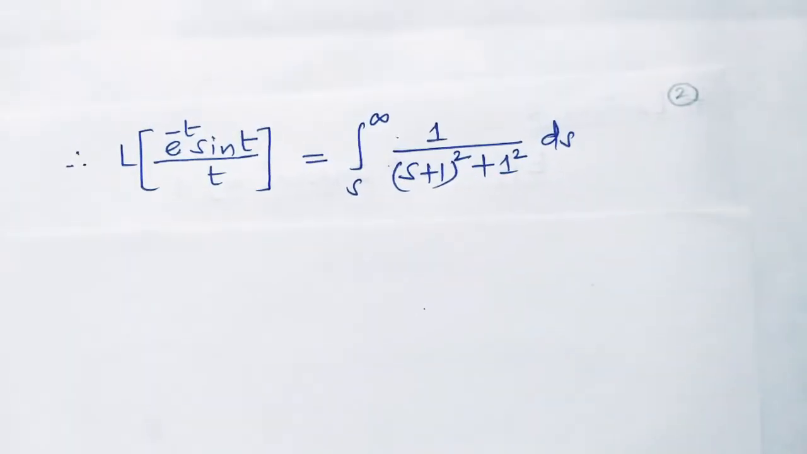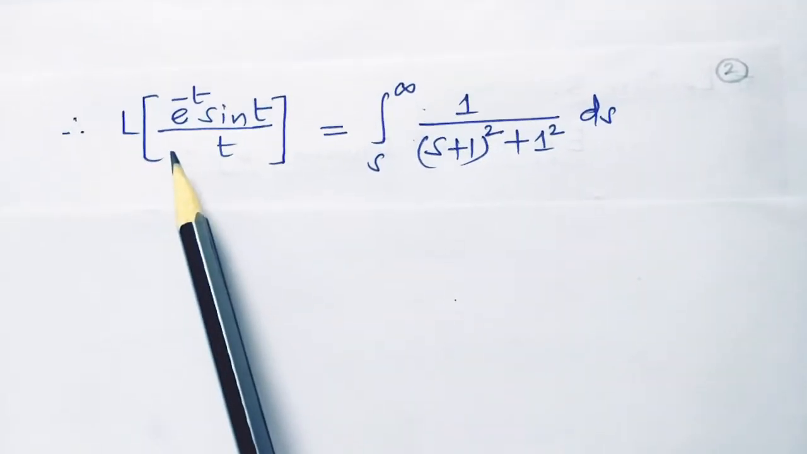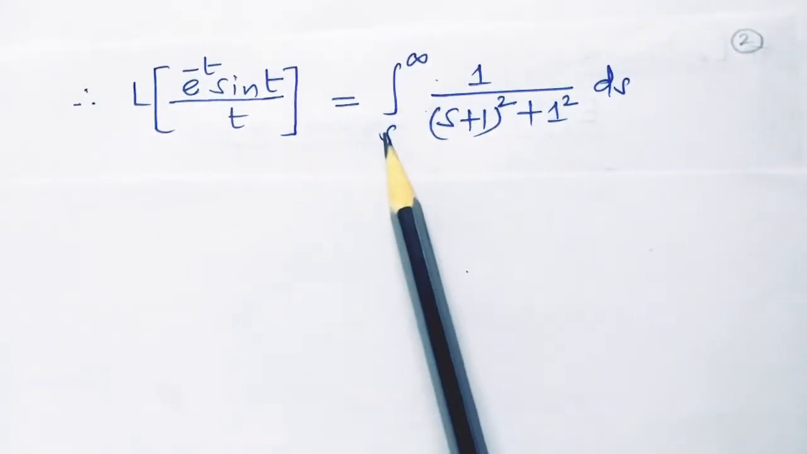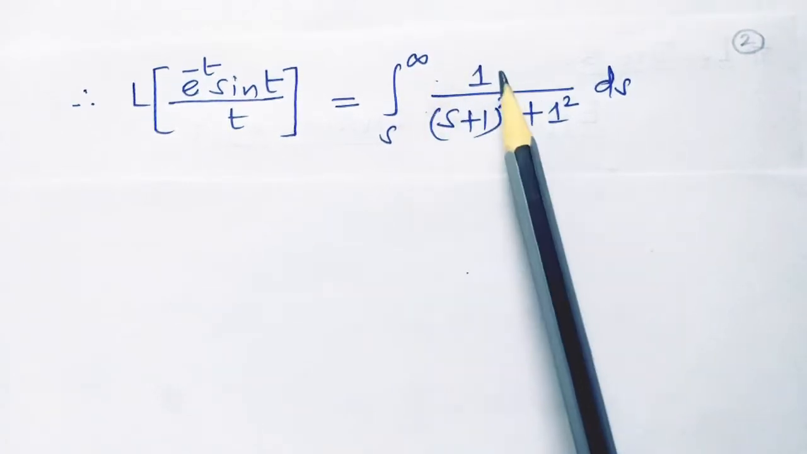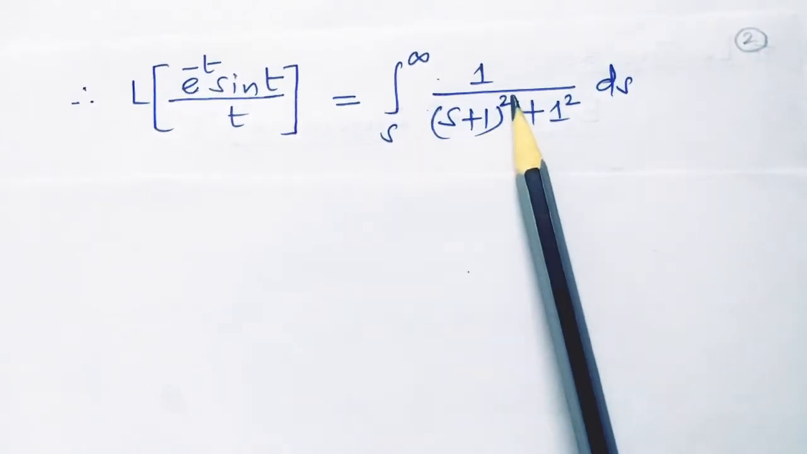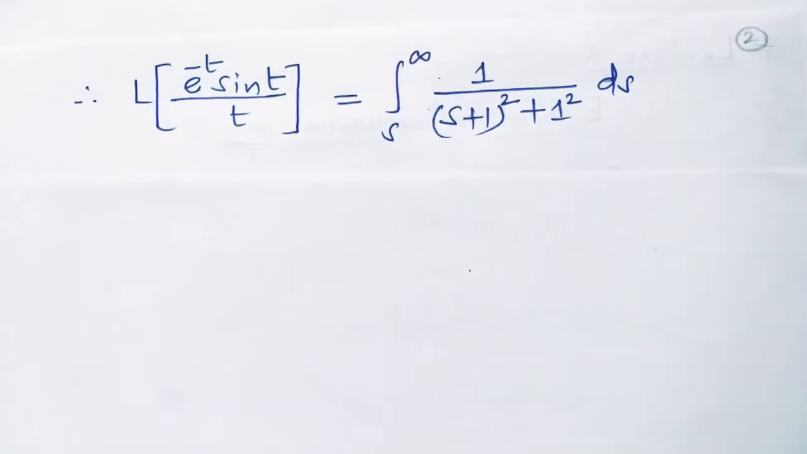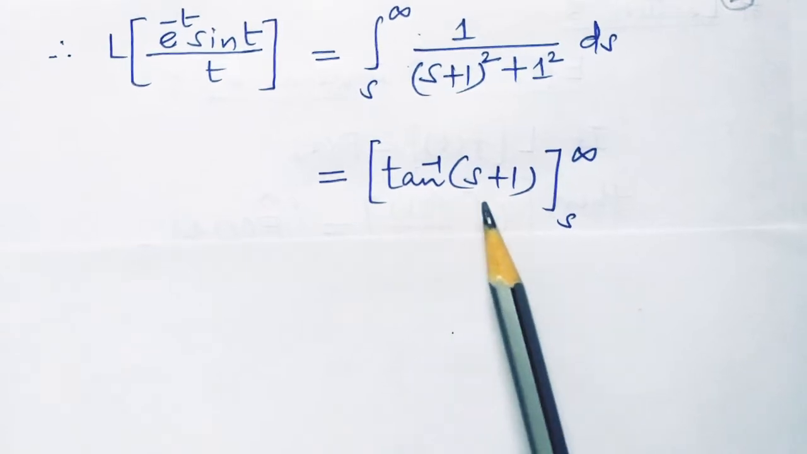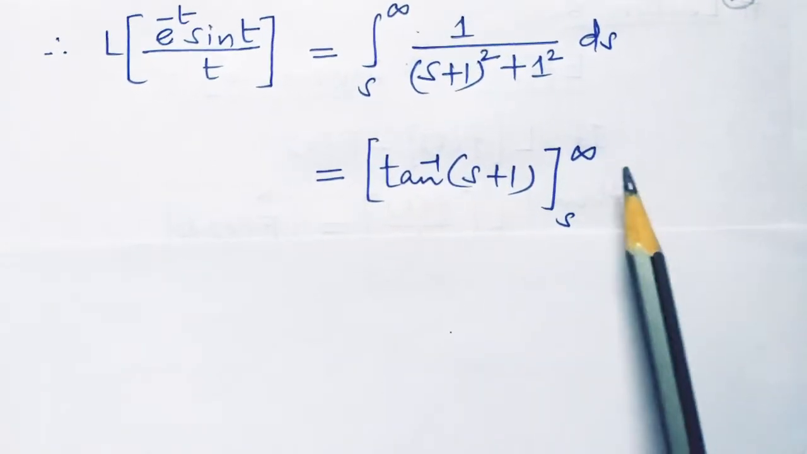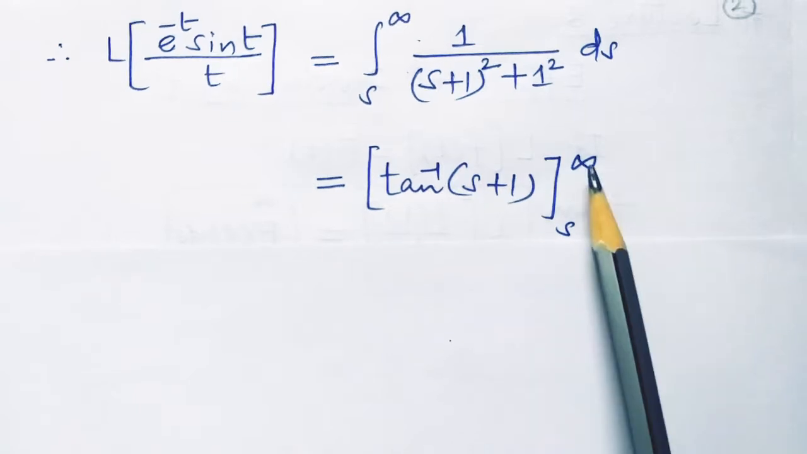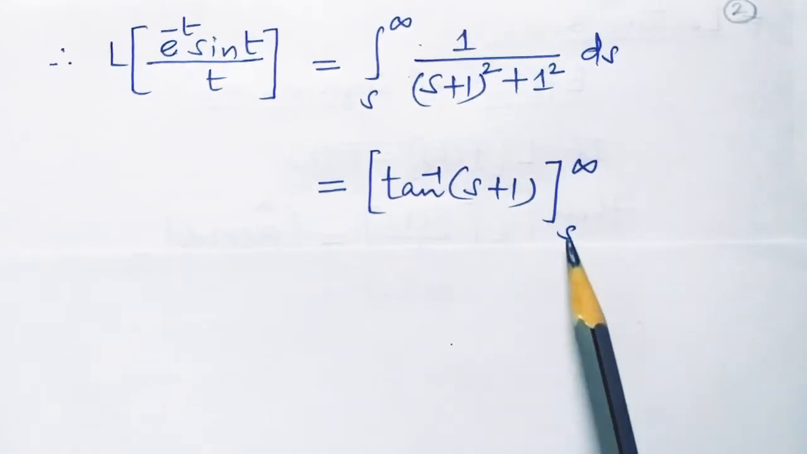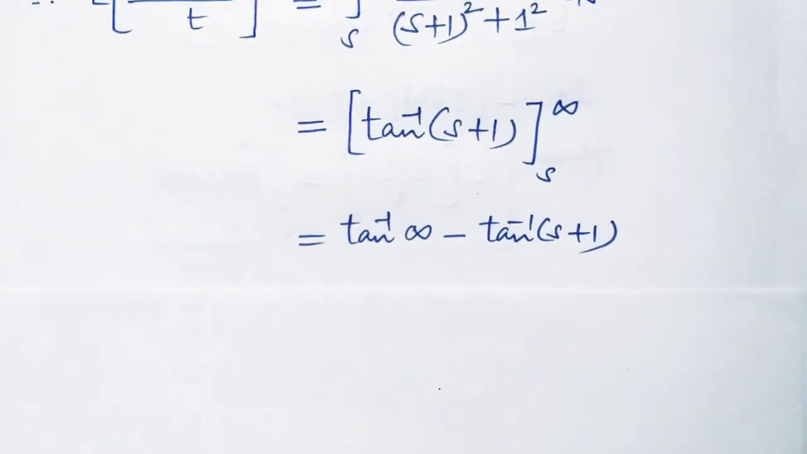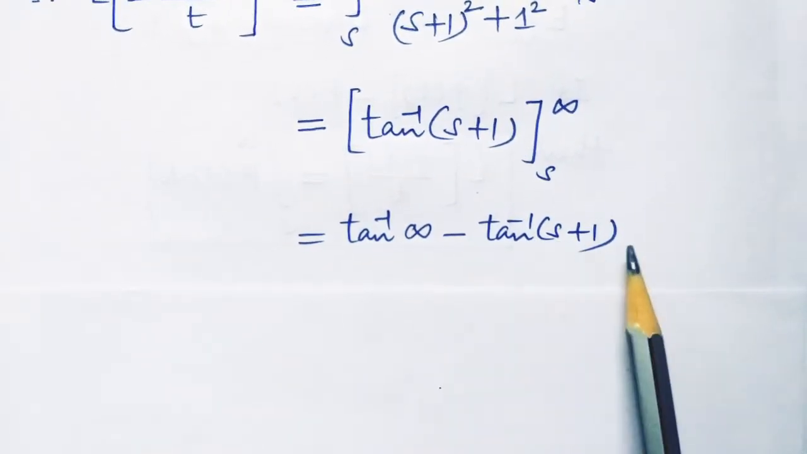So here we will have Laplace transform of e to the power of minus t sine of t divided by t, and that is equal to integration between s to infinity of 1 divided by (s plus 1) whole square plus 1 square ds. So it will be in the form of tan inverse of s plus 1 between s to infinity. Since the variable is s, first we replace it by infinity and then s is replaced by s. So it gives tan inverse of infinity minus tan inverse of s plus 1.